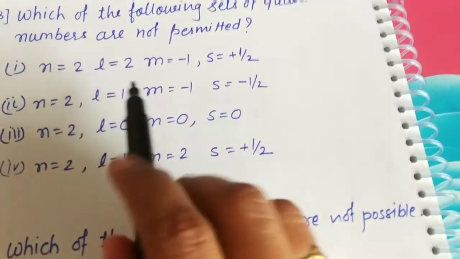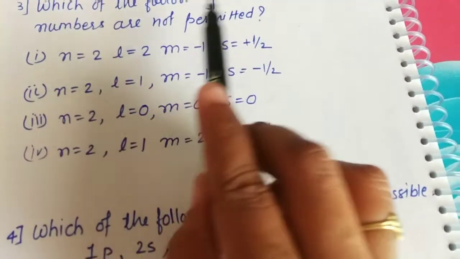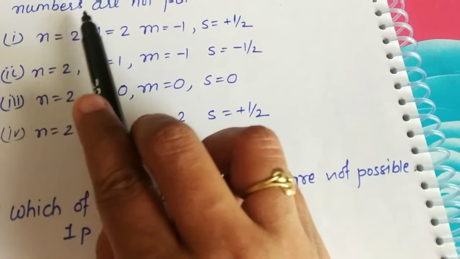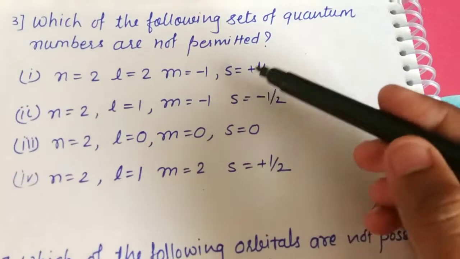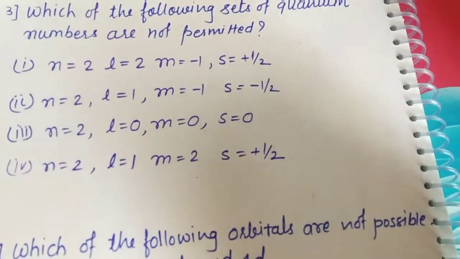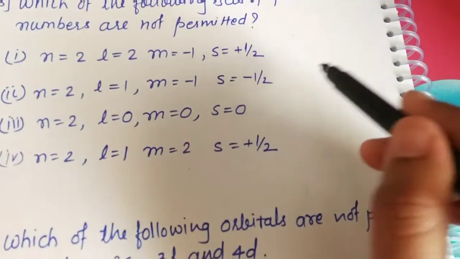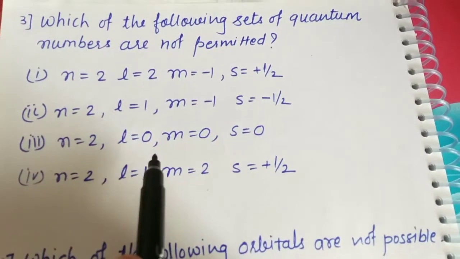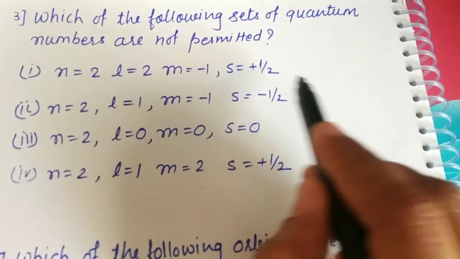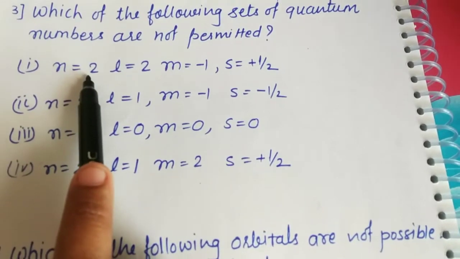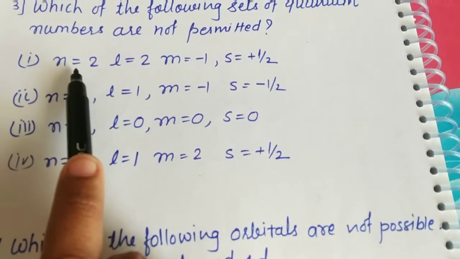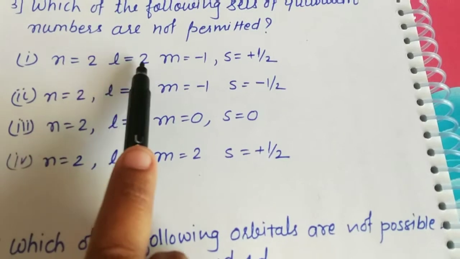The first question is: which of the following sets of quantum numbers are not permitted? It means out of these four sets of quantum numbers, which cannot be possible. So let's start and check whether this first set is possible or not. When we compare, n is equal to 2, it means principal number 2 and the shell is second. Now l is equal to 2.